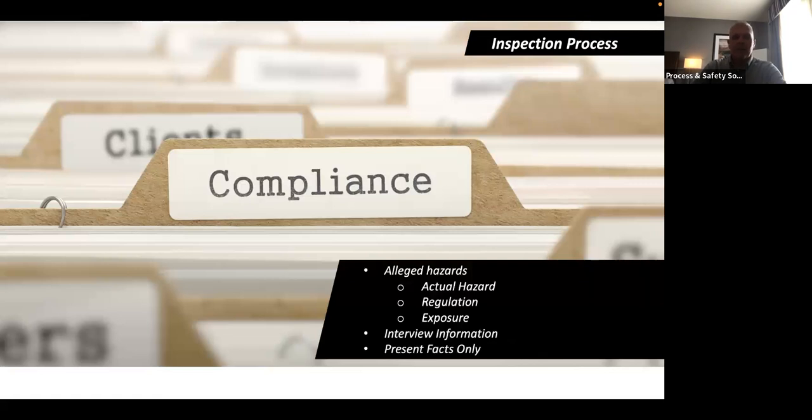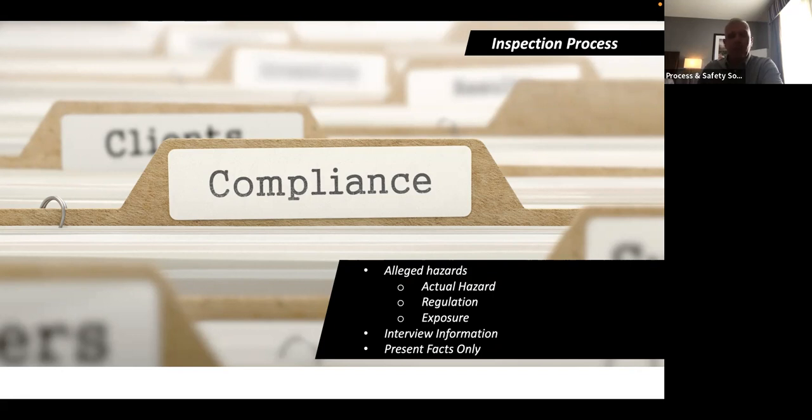Remember, these are alleged hazards. And in order for a compliance officer to issue a citation, there are certain elements that have to be met. There has to be an actual hazard. So they have to identify that hazard. That hazard typically is identified through the regulation. For example, if we're talking about a PSM, have you done your MI inspections according to RAGAGEP? That's an actual PSM hazard that has to be addressed, and that's the regulation as well.